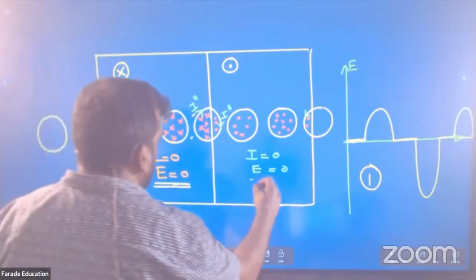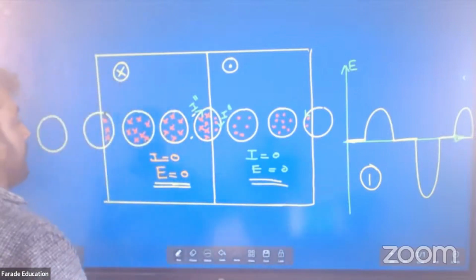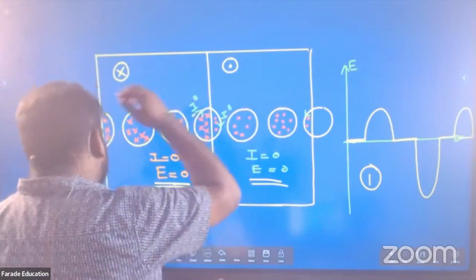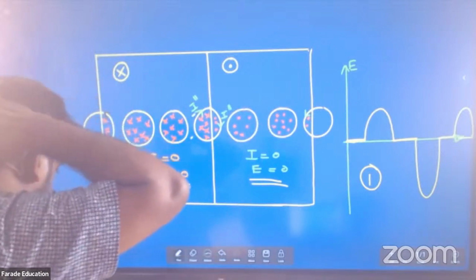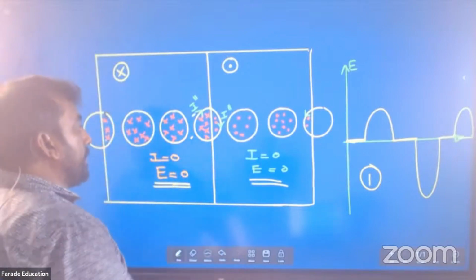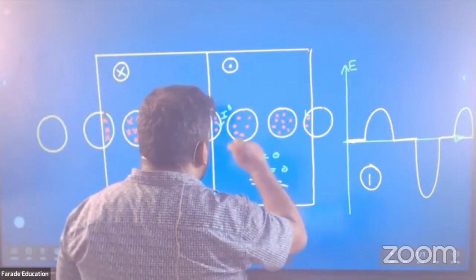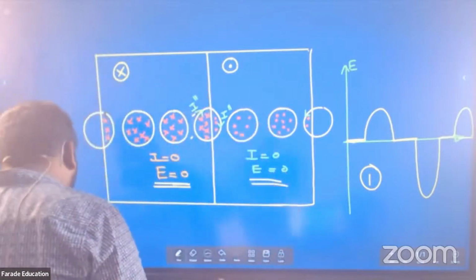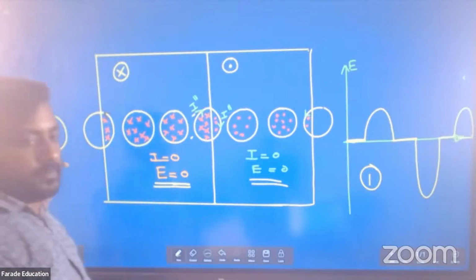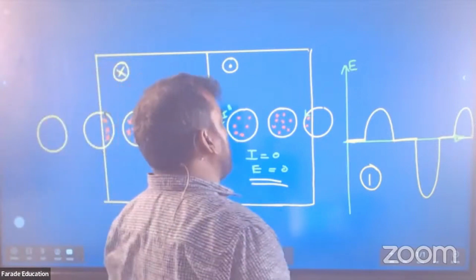Okay. Next one. When the loop is completely inside the dots, flux is constant, so EMF and current are 0.